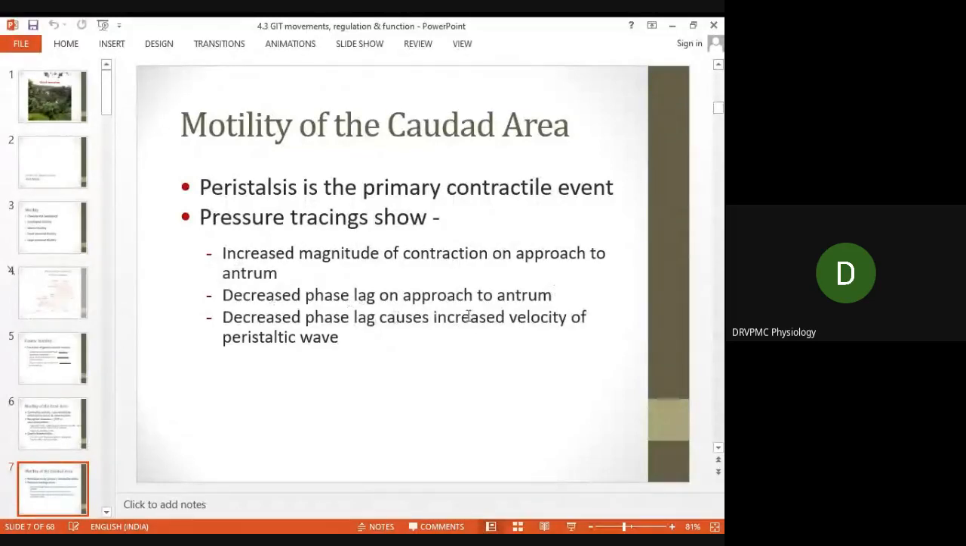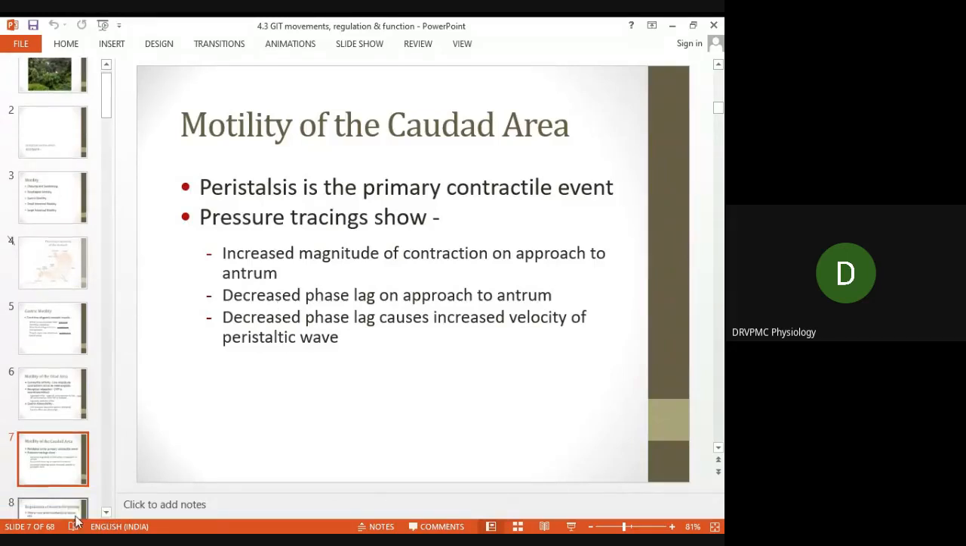Okay, this decreased phase lag causes an increase in the velocity of the peristaltic wave, and this is responsible for mixing of the chyme or formation of the chyme, when the food bolus gets mixed with the gastric juices and forms chyme. So this is about the motility in the caudate area.